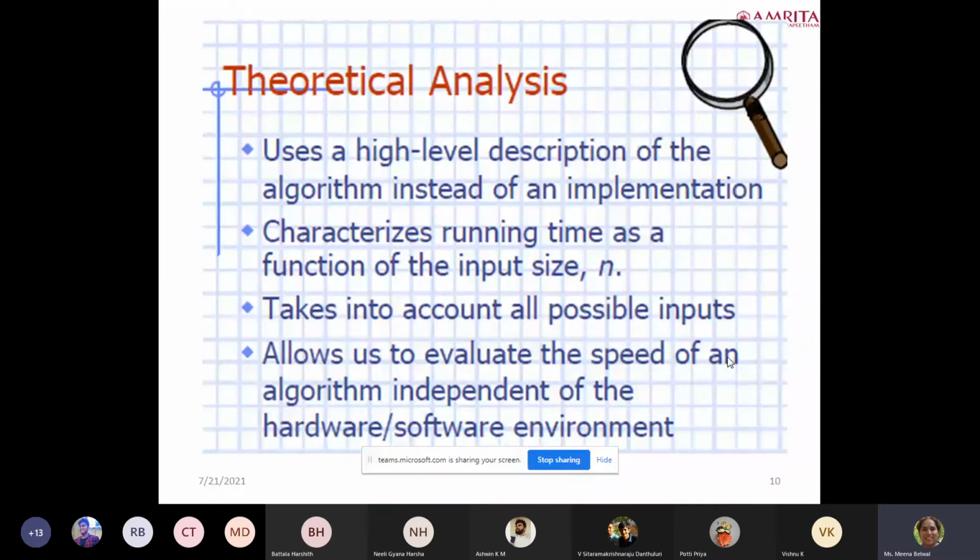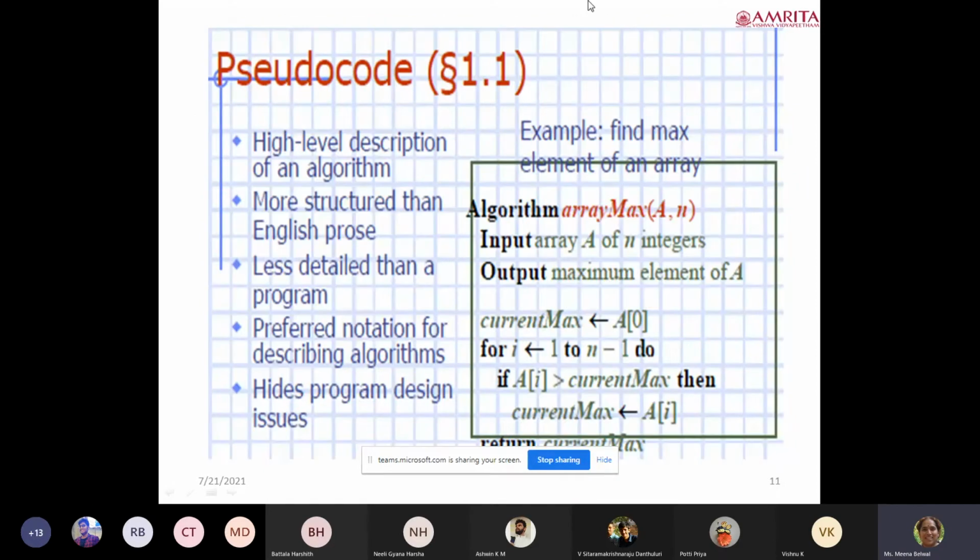Right, but we will take care of the input size, that is, what the performance of the algorithm will be based on the input size. When I say 1.1, this is an example from chapter 1, section 1.1 of your textbook. This is a pseudocode. To give an example, we are taking a pseudocode.